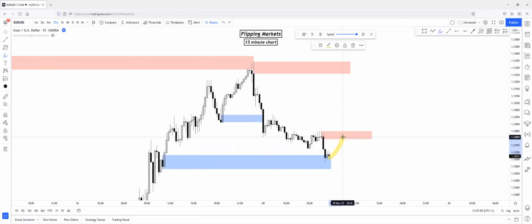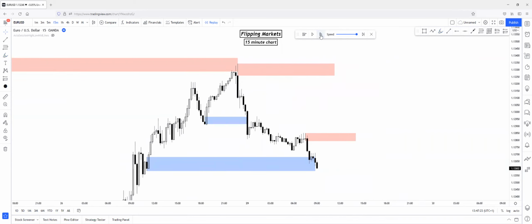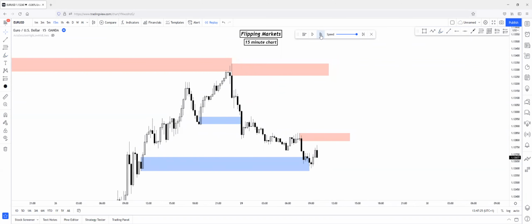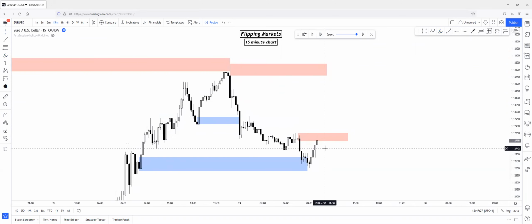If price steps into this supply zone and rejects on it, supply will be in control again. But if price breaks through this zone, demand will be in control again, and the demand zone will be formed because it broke through an opposite side zone. Okay, let's see what happens. As you can see, price stepped into this zone and had a reaction. So supply is in control now. If price breaks through this zone, demand will be in control and the demand zone will be formed.